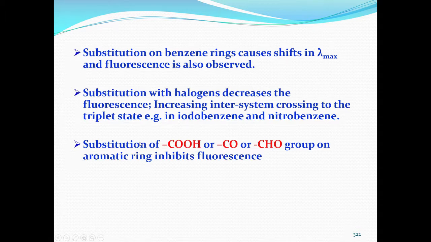Sometimes we classify organic groups as substitutions. The COOH functional group is an acid group, this is a carbonyl group, this is an aldehyde group, and all these on the aromatic ring inhibit fluorescence, because these are all electron withdrawing groups. If there are electron releasing groups, NH2, OH etc., the possibility of fluorescence will be much higher.